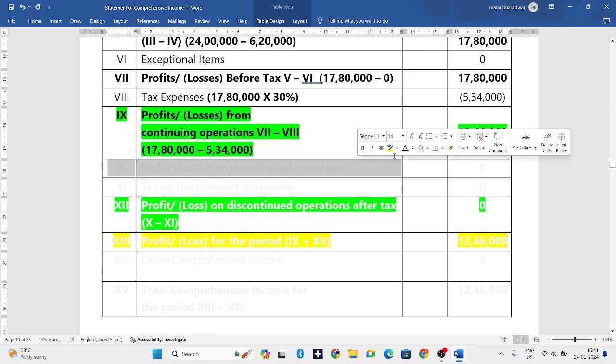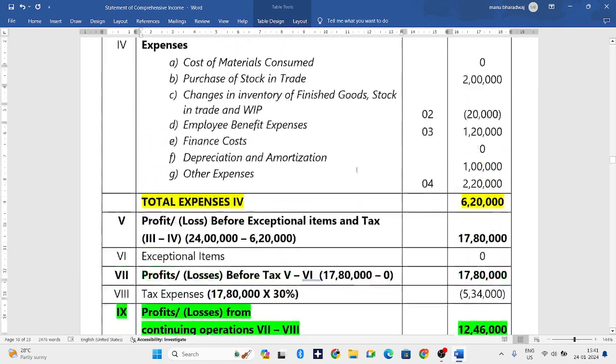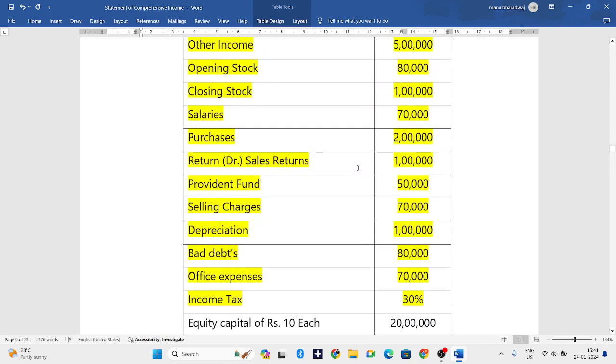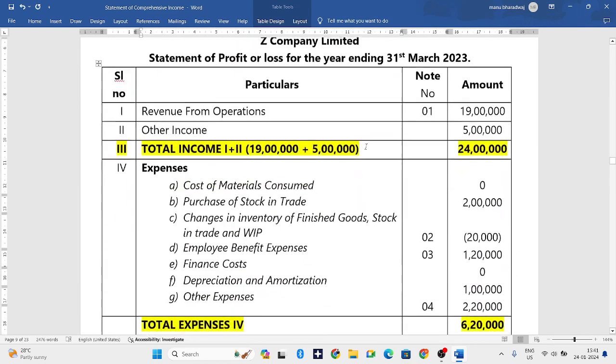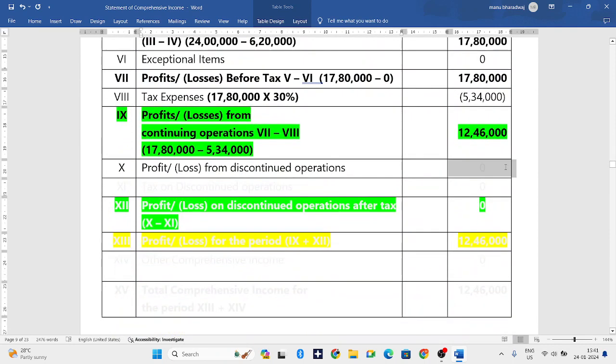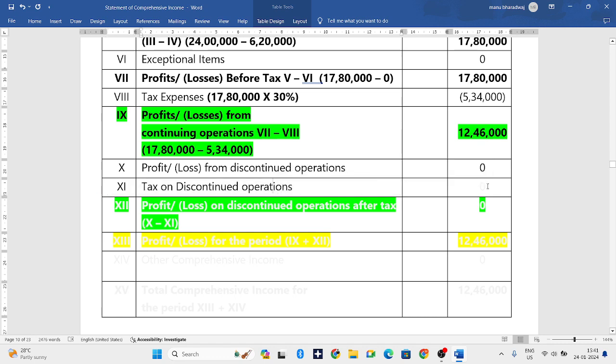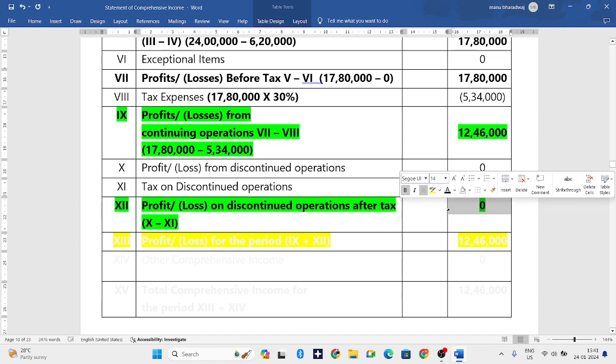Next, profit or loss from discontinued operations. So let us check the question. In question, they have not mentioned anything. So if it is nothing is there, then we consider it to be zero. When there is no profit only, then tax on the discontinued operation will also be zero. So net profit also will be zero.